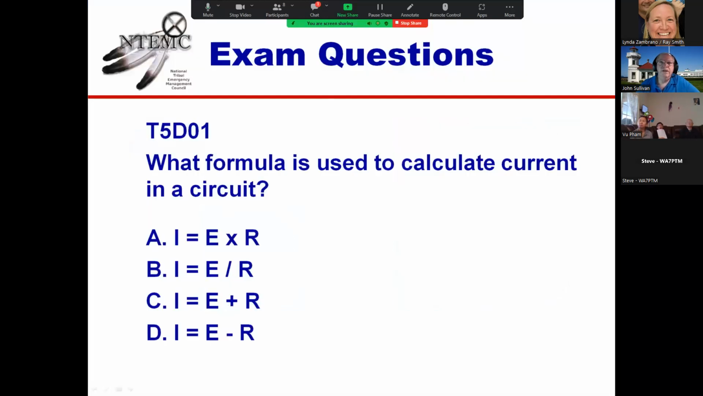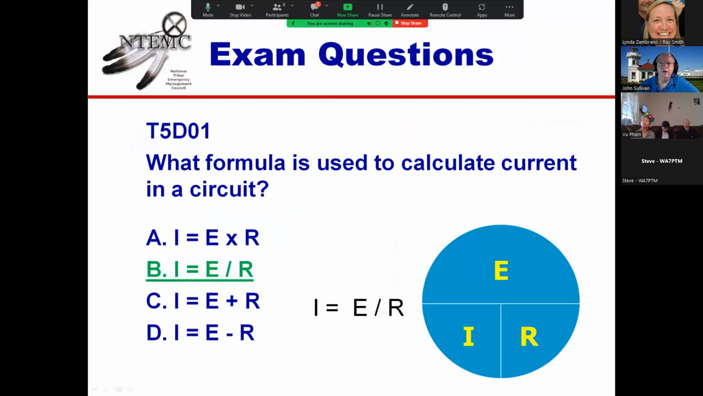What formula is used to calculate current in a circuit? So here are our choices. We're not going to go through each of the choices. Let's see how we actually solve this. So what we want to do is look at that circle, the Ohm's law circle. We want to find I, the current. We're going to put our thumb over the I. We see that it's E over R.